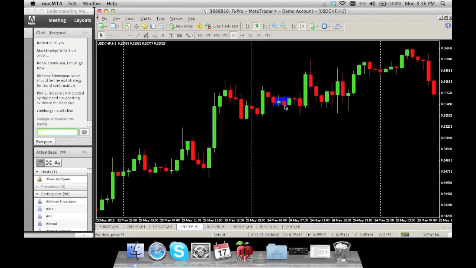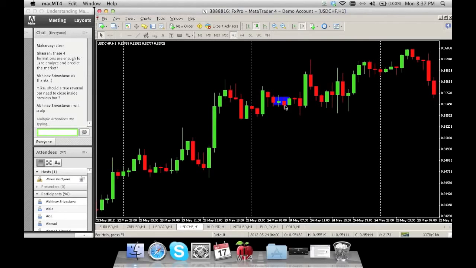Okay. Clear indecision indicated by doji needs supporting evidence for direction. No. Abhinav, this is just pattern recognition. This is to understand which direction the market's going. It's not a signal service. It's not like, okay, because it's long, you're going to enter long, you're going to buy now, and then you're going to sell later. No, no, no. It just tells you how to see which direction the markets are going. You can add this into any system you want. You can plug it into any system you want.